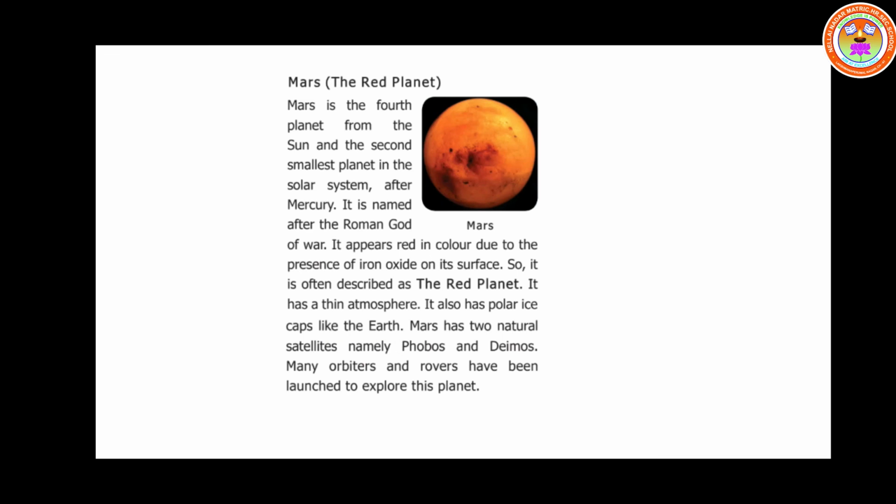Mars has two natural satellites, namely Phobos and Deimos. Many orbiters and rovers have been launched to explore this planet. Here, children, in Mars there are two natural satellites. That means how many moons are there? Yes, two moons are there. They are Phobos and Deimos. Is it clear? That's all about the planet Mars.